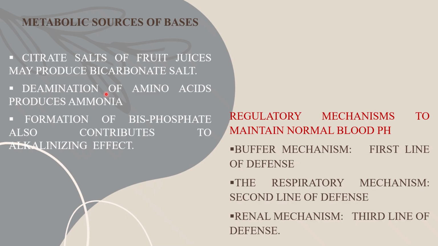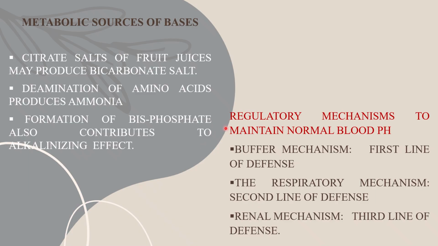Deamination of amino acids produces ammonia. That is another source of metabolic bases. Then formation of bisphosphate also contributes to the alkalizing effect. So these are the three major sources of bases in the body.